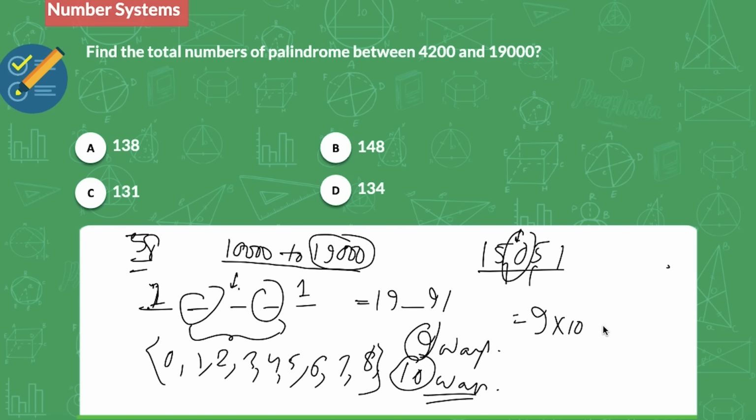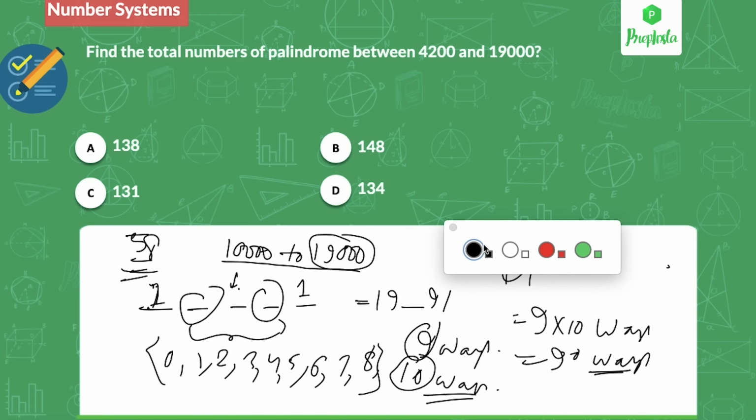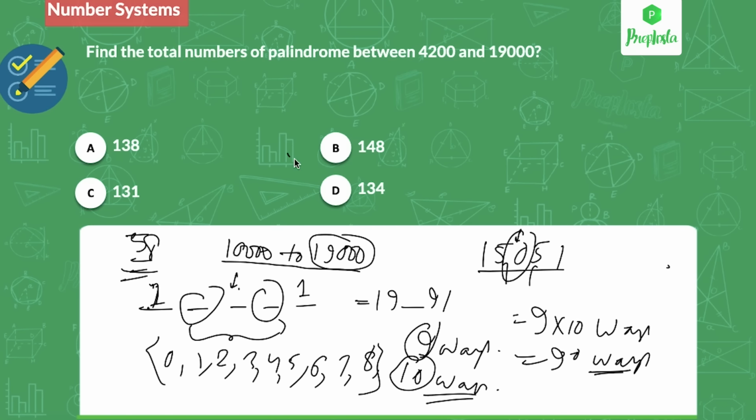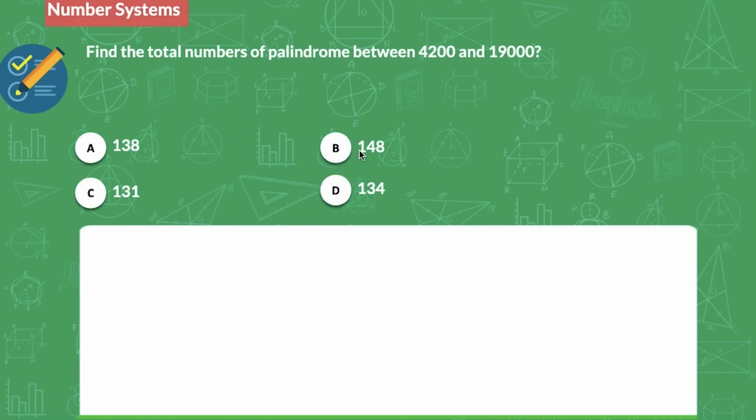If you have a little bit of idea on P and C, good, and if you don't have that, just go and watch our lectures on P and C. This concept will be very clear to you. So 10 into 9, which is 90 ways. So there are 90 numbers between 10,000 to 19,000 which are palindrome, and then we had 58 numbers between 4200 and 10,000. So the total is nothing but 90 plus 58, which is 148. So guys, if you still have any doubt, we would be glad to see your doubts in the comment section. So now let's move on to the next question.